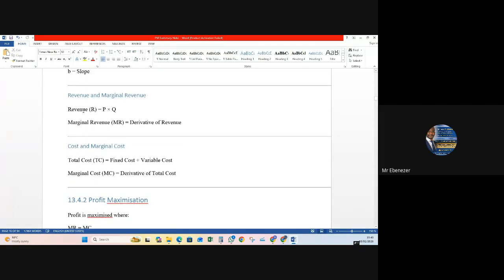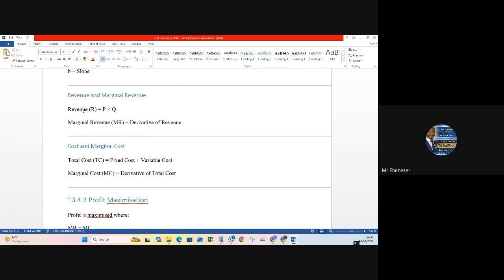Now, revenue and marginal cost. Revenue is price times quantity, your sales, right? Price of the goods times the quantity you are selling. Am I right? Price times quantity you are selling. Now, your marginal revenue will be the derivative, dy/dx, of your revenue. I'm not going into dy/dx. It will be the derivative of your revenue.